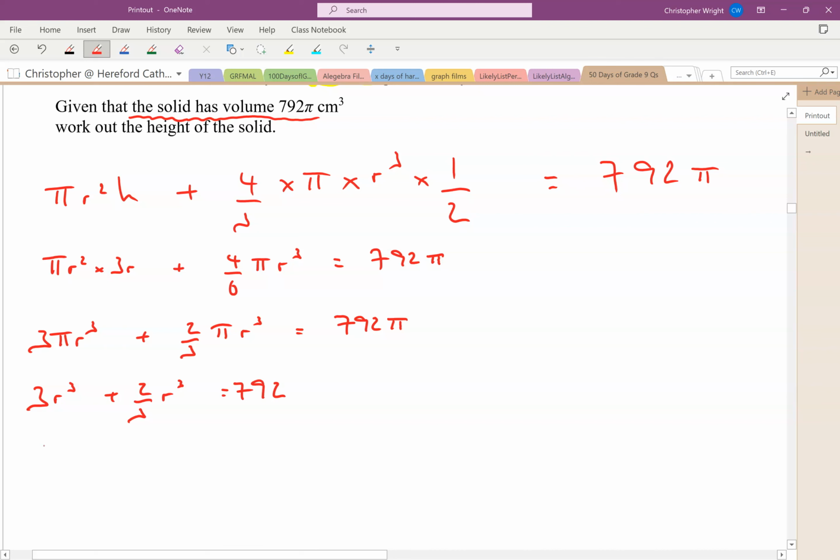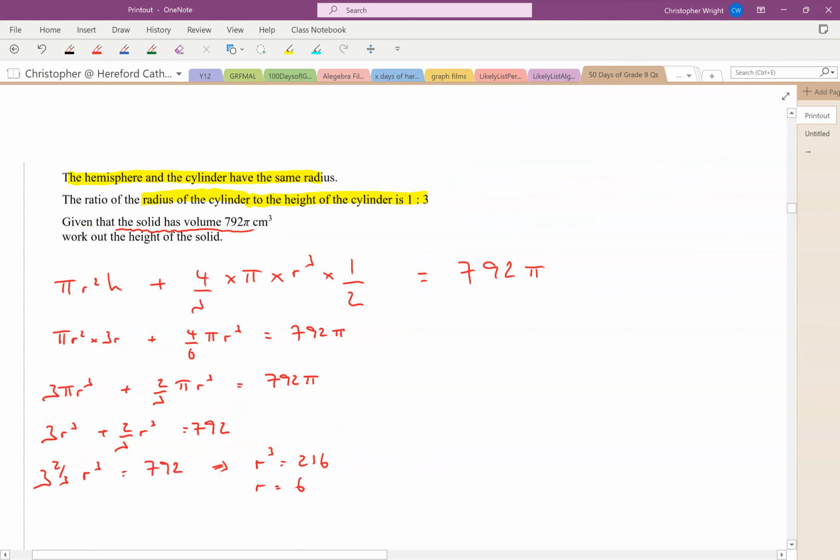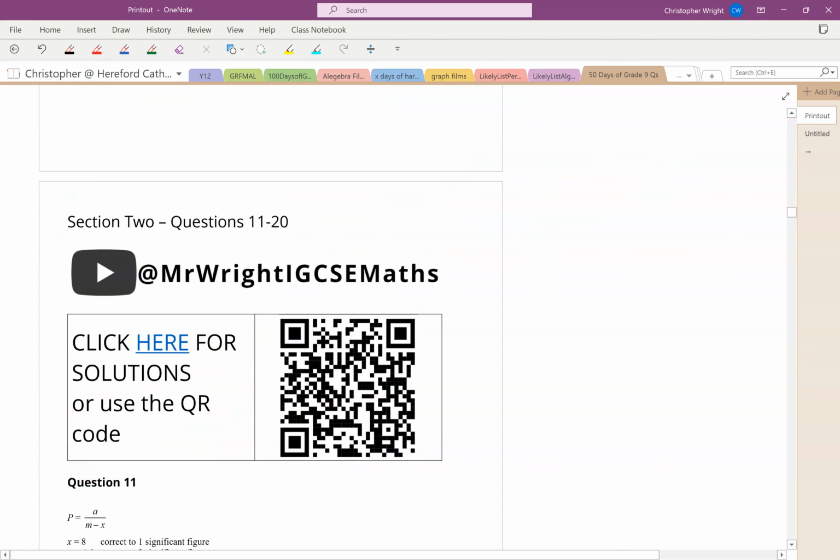So 3 2/3 of r cubed is 792. Divide both sides by 3 2/3. r cubed is 216. Cube root both sides. r is 6. Right, now I found the radius is 6.